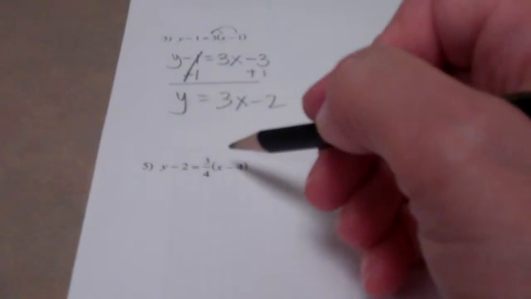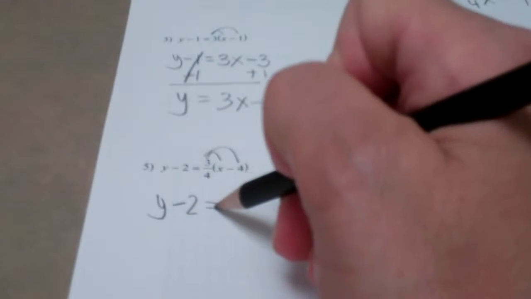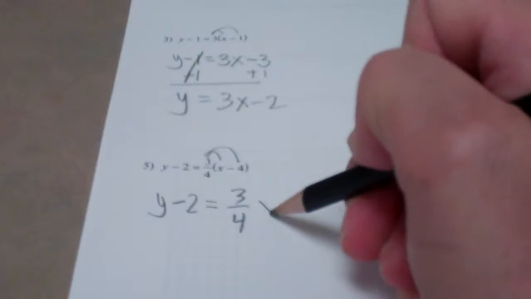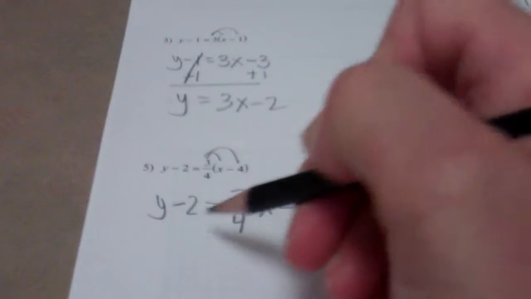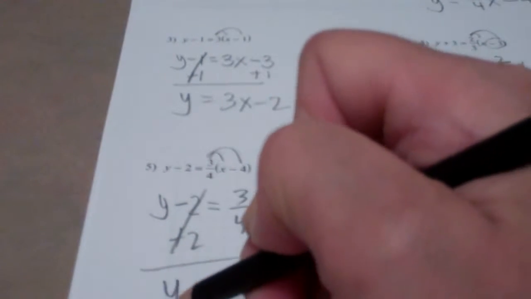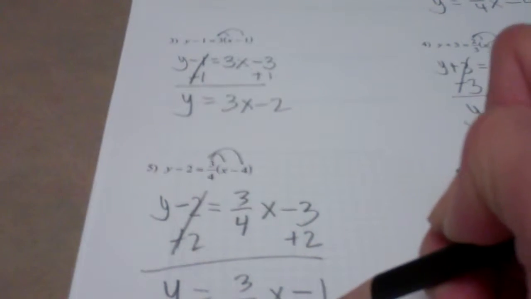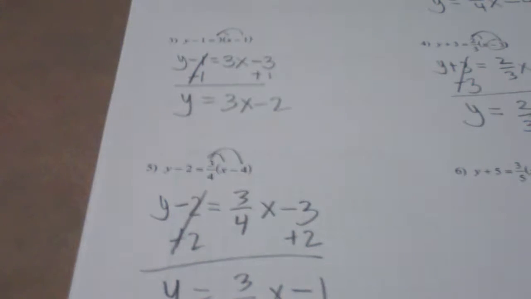Number 5, multiply our 3/4. So bring down my y minus 2 equals 3/4 x minus 3. Add 2 to both sides. Y equals 3/4 x minus 1. Negative 3 plus 2 is negative 1.